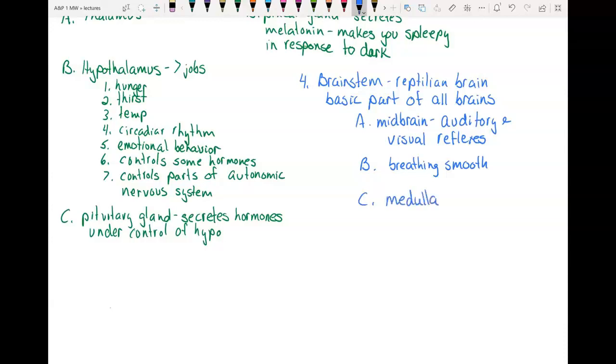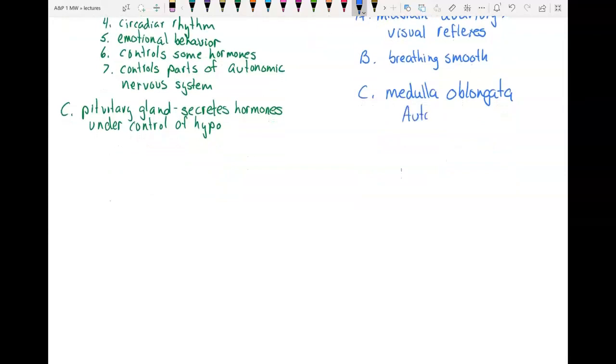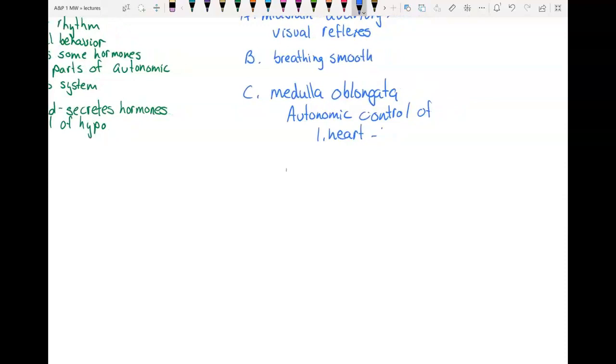So despite what the Waterboy and Colonel Sanders say, the main functions of the medulla oblongata are going to be autonomic control of three main things. Your heart. Now, a note here, your heart beats on its own. It does not need your brain to tell it to beat. But your medulla oblongata can tell it to beat faster or slower.